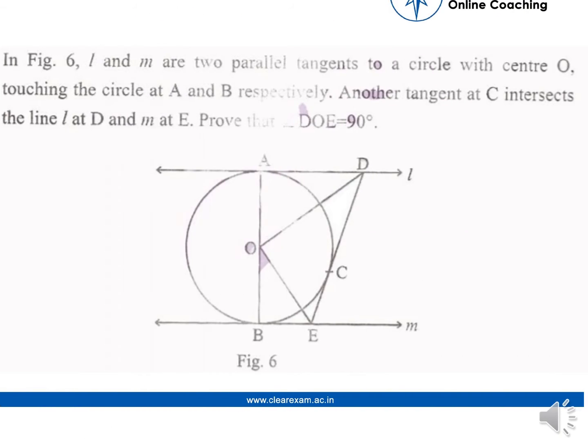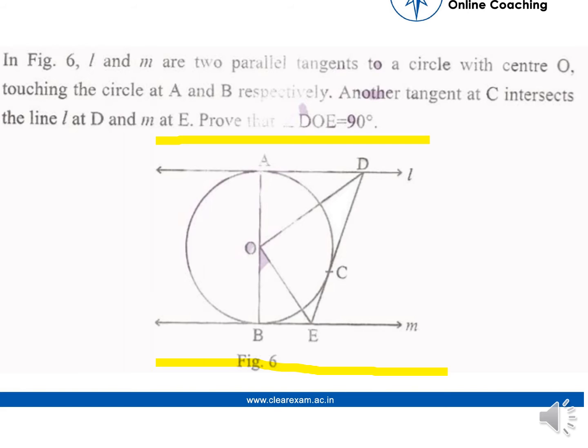In this figure, L and M are two parallel tangents to a circle with center O. The first tangent L touches the circle at point A, and tangent M touches the circle at point B.